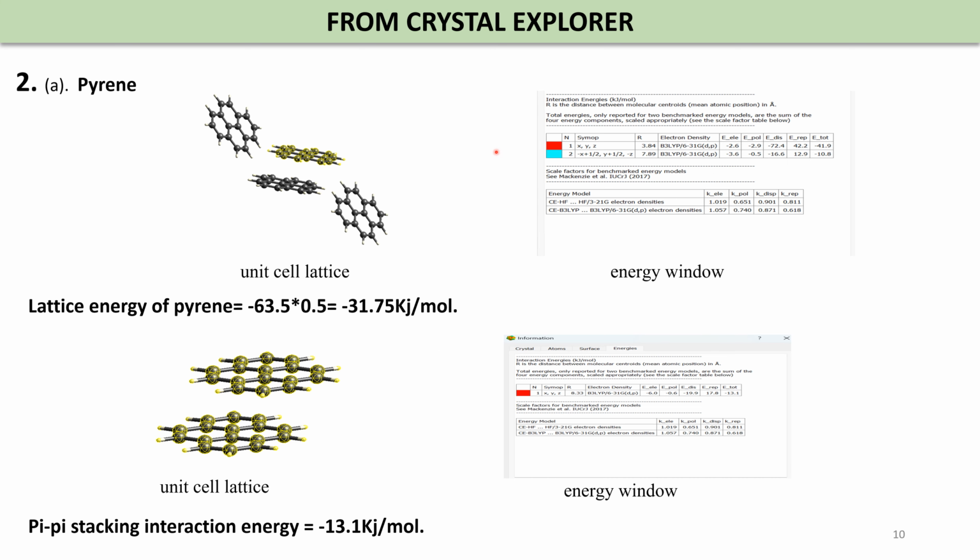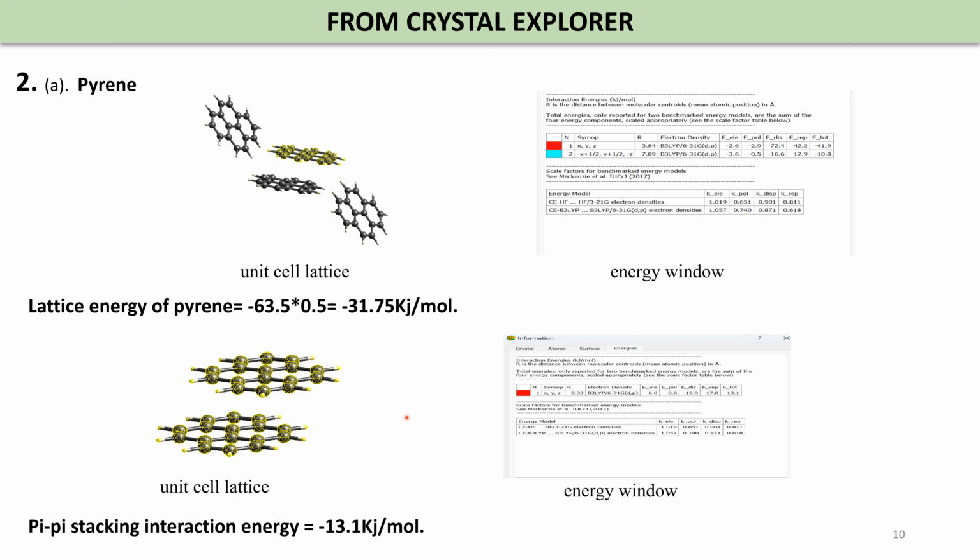Then we calculated the lattice energy corresponding to the pyrene structure. And this is the unit cell lattice formed for pyrene. And this is the energy window obtained corresponding to pyrene. Then by calculation, we get the lattice energy of pyrene as minus 31.75 kilojoule per mole.